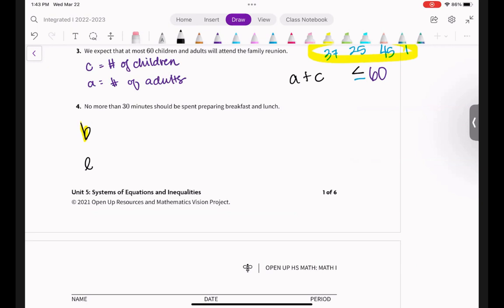Very good. So tell me what B means. Tell me what L means. Be as specific as you can. Please don't write the word breakfast because technically I would mark you wrong. Then what I want you to do is come over here and tell me about 30. What symbol will go with 30? So then I want you to ask yourself, okay, well, what would be a good number of minutes to spend? If it's no more than 30 minutes, what numbers of minutes is good right there?